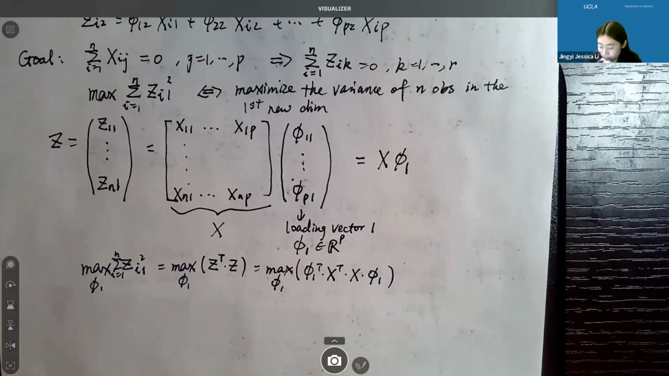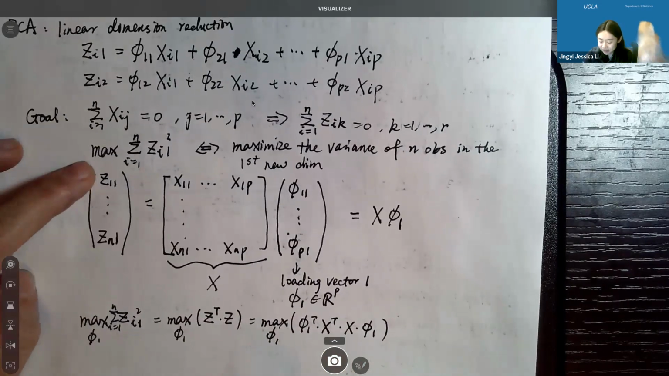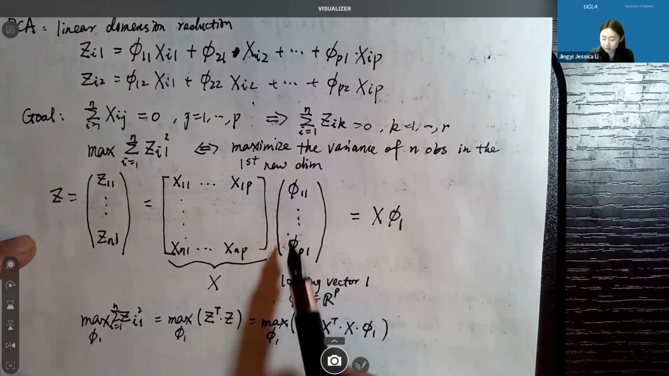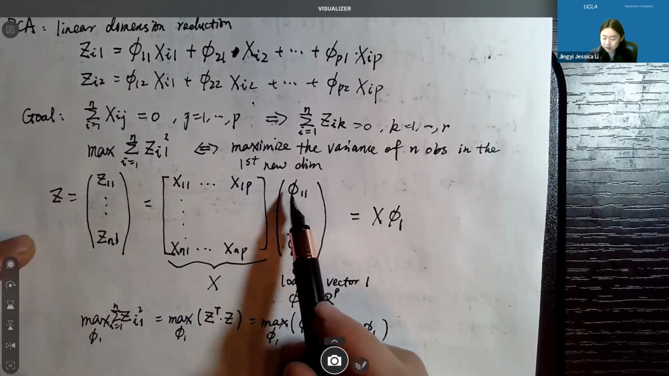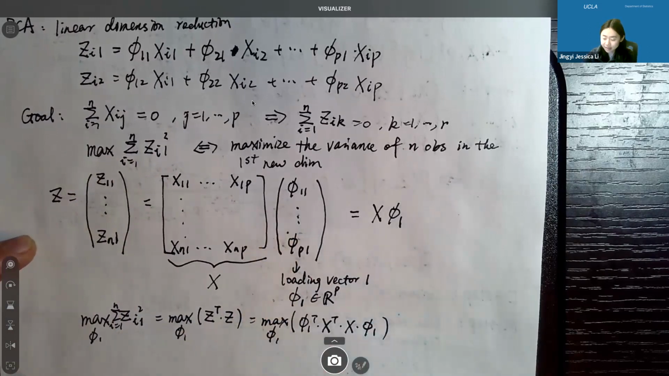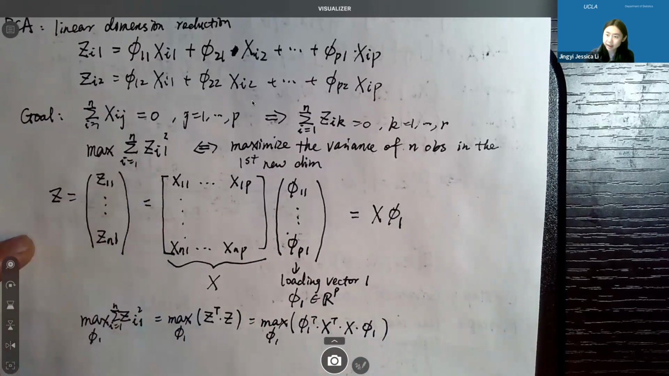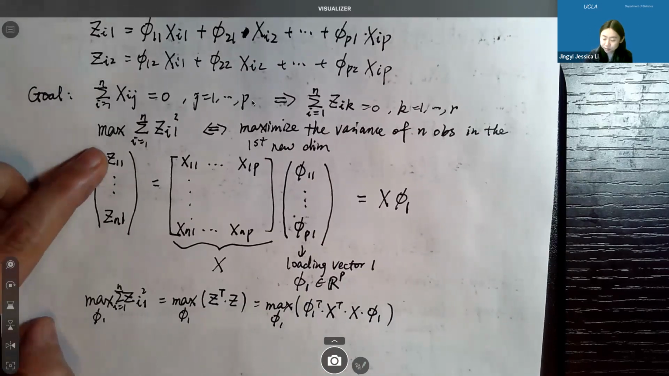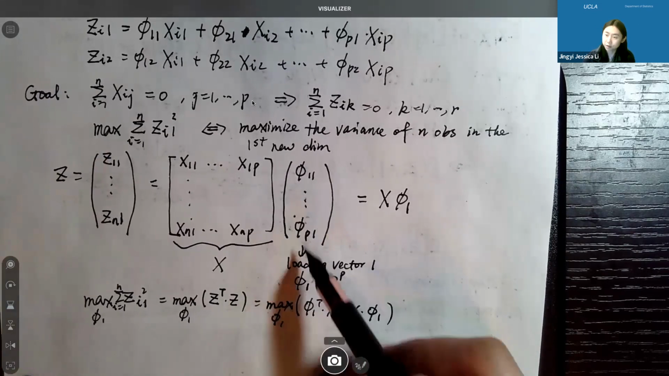And one more thing I want to say is that I don't know if you have realized that if I just write down this max without putting any constraint on this phi 1 vector, it doesn't make sense, because I could just easily multiply each element by a very large constant, and that constant will go into the sum here. So there's no upper bound on that, right? To make sure this optimization problem is meaningful, we need a constraint on the size of phi 1.